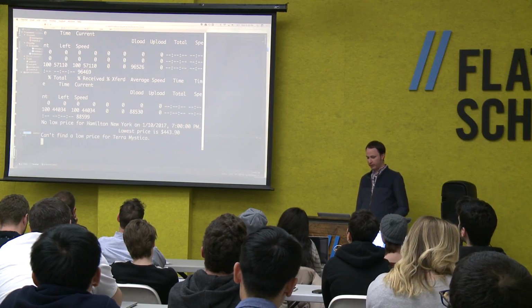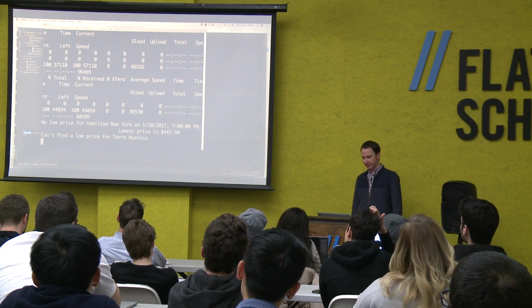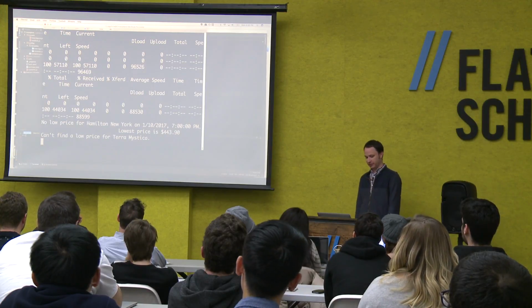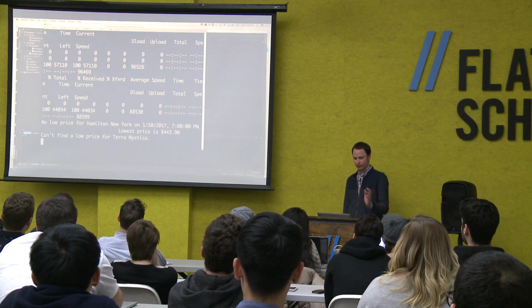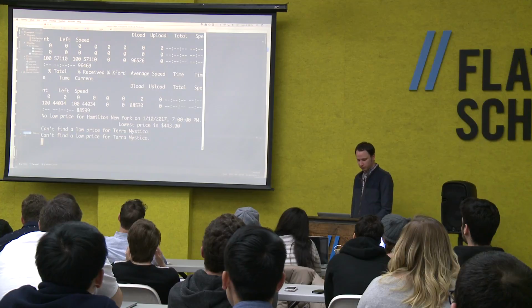Great. So now it's running two things. It can't find a low price for Hamilton, and it can't find a low price for Terra Mystica, right? But if we go and change that configuration, maybe it will. So great.